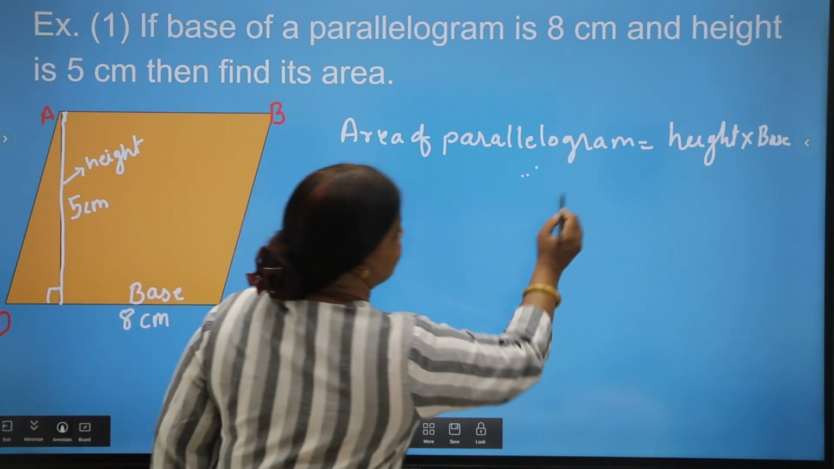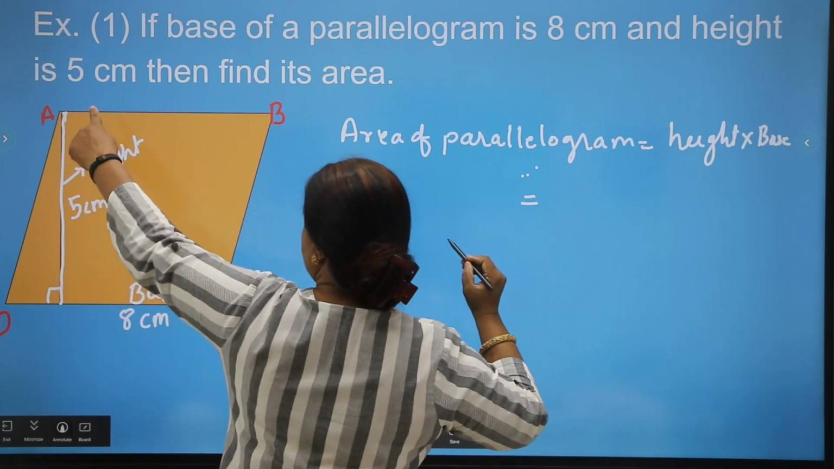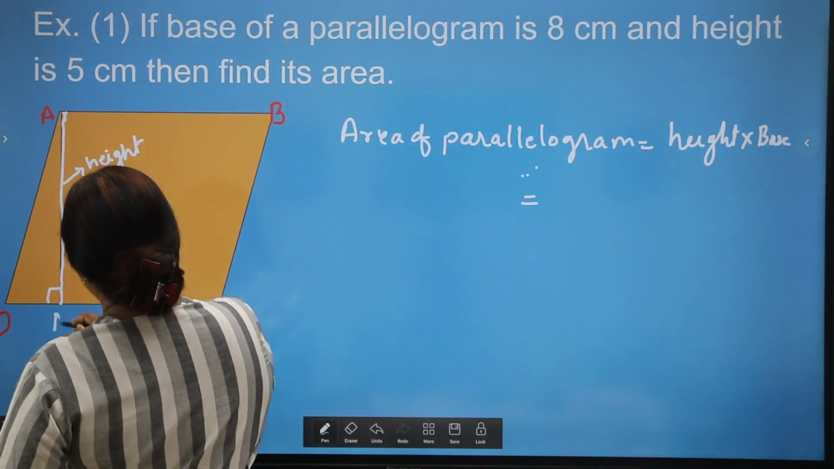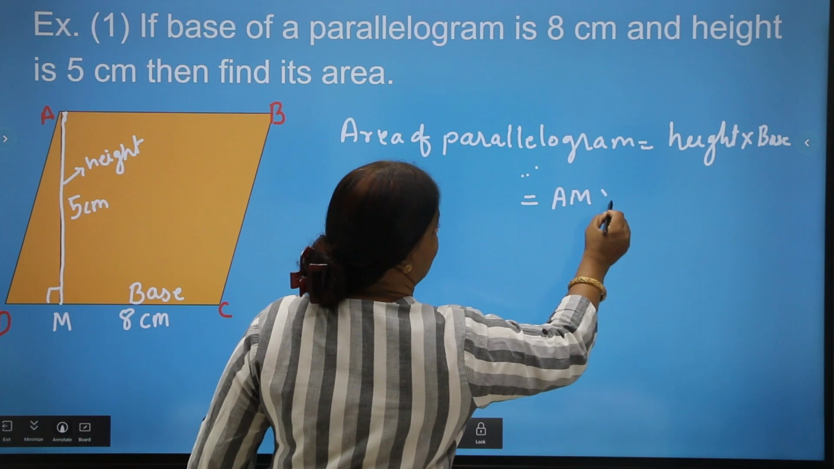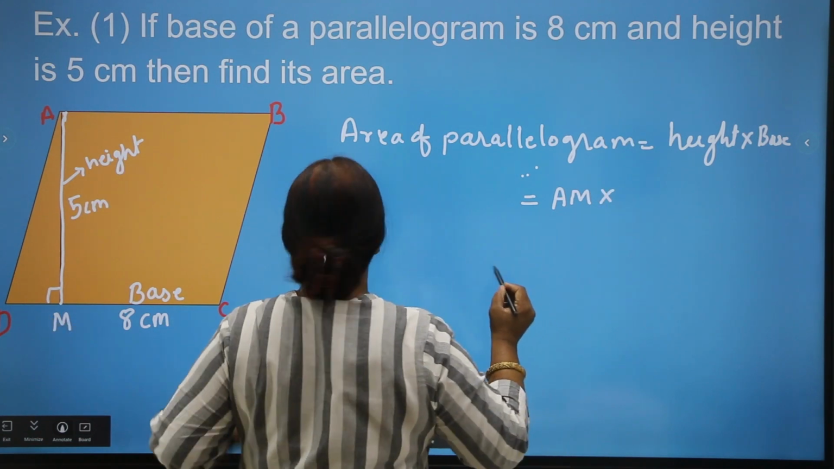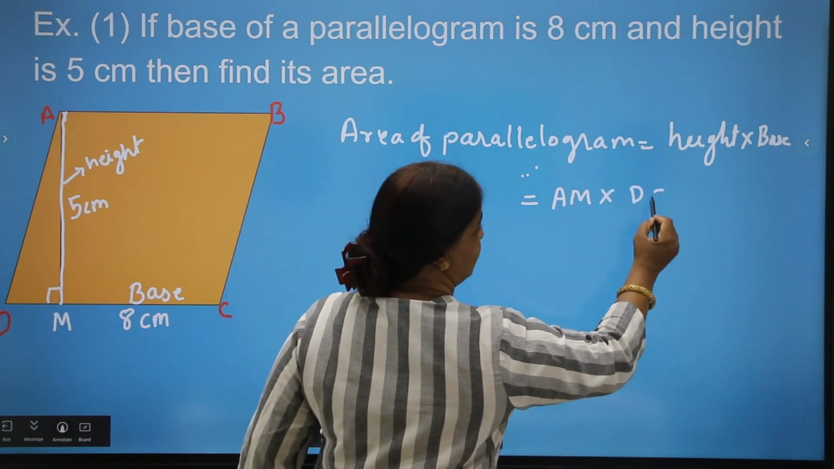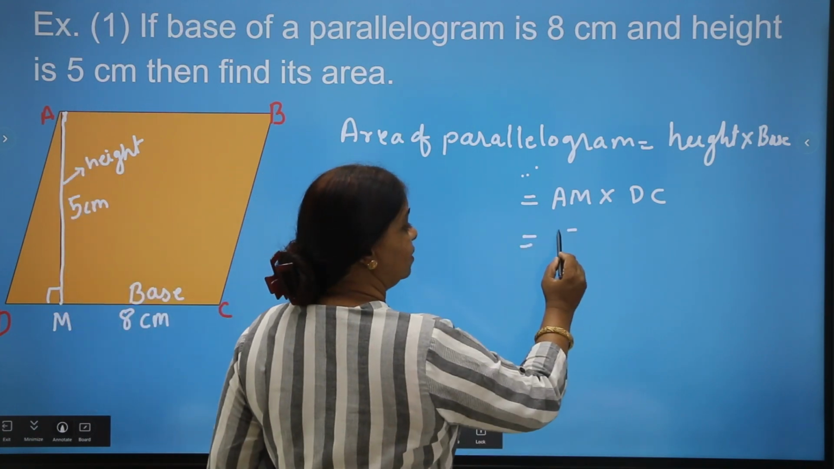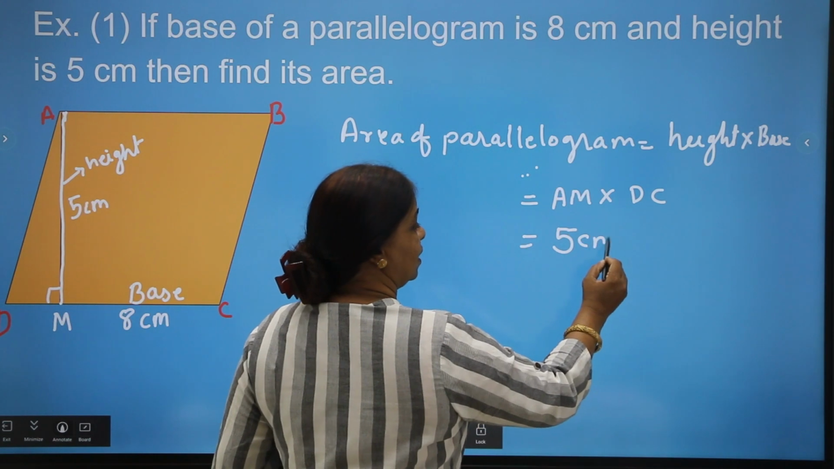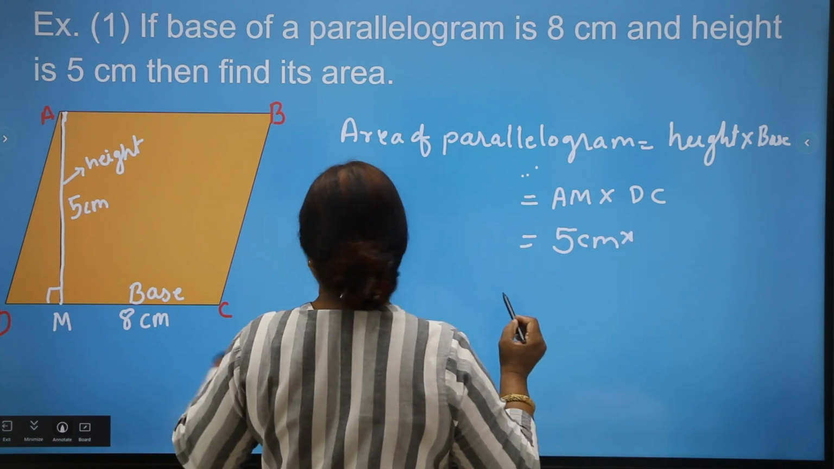So what is the height of the parallelogram? AM. Let me label it as AM. AM is the perpendicular height into base. DC is the base, and the value for AM is given as 5 centimeter and DC is given as 8 centimeter.